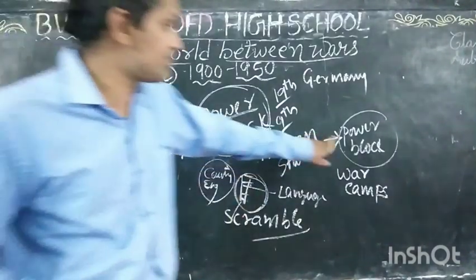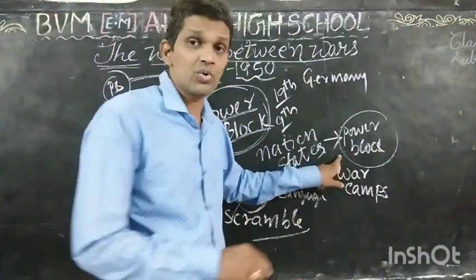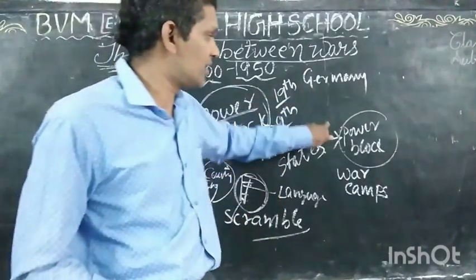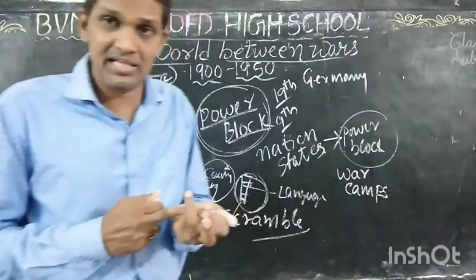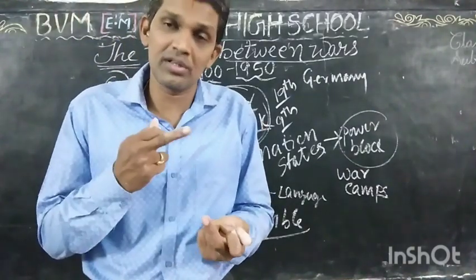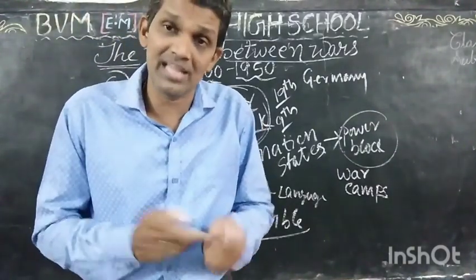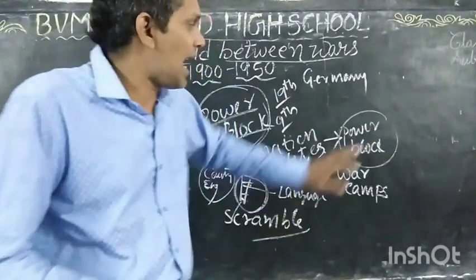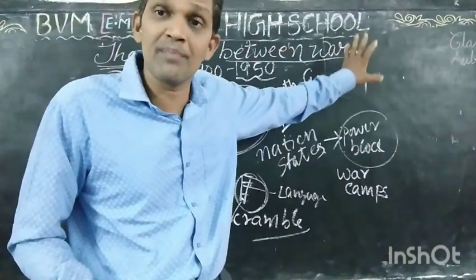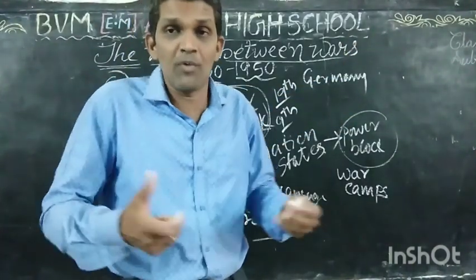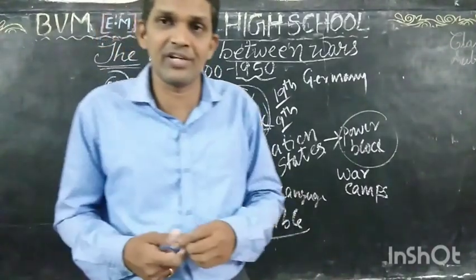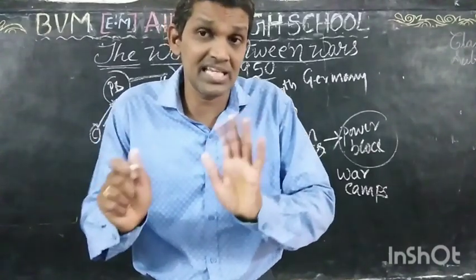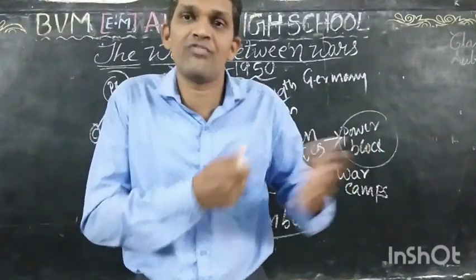And these powerful blocks also formed into groups. A powerful bloc itself means it is a group. All the powerful countries, based on their future, their rivalry, their expansion. Suppose I want to expand my country, I may join hands with another powerful country in Europe. Suppose I want raw materials from other countries, I may join hands with some other country. Here we never see whether they are our rivals or friends.